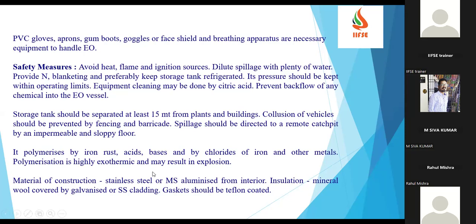And it polymerizes by iron or rust, acids and bases, and dry chlorides or iron and other metals. Polymerization is highly exothermic and may also result in an explosion. Exothermic means it releases a rapid amount of heat, or it releases uncontrolled heat in the reaction.